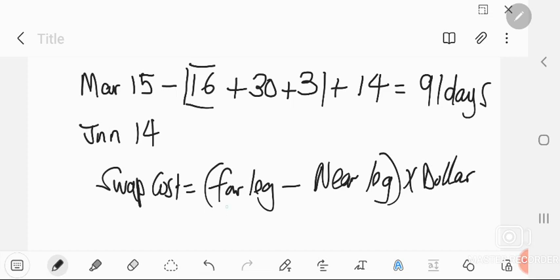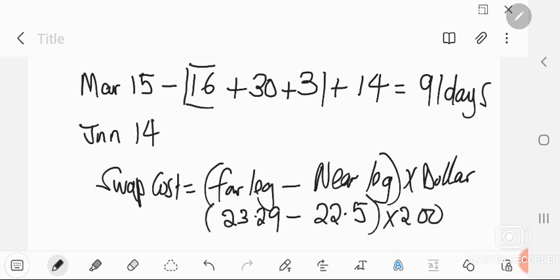So I would say, what is my far leg? If you check your question, I think your far leg should be 23.29. Let's just confirm that. Yeah, so that should be 23.29, and your near leg is 22.5. These were already given in the question. You do that times the dollar amount. I'm just going to remove the last 3 zeros for the sake of easy computation. So I'll just use 200 instead of saying 200,000. But it's the same figure. Just indicate to your lecturer that you have dropped the last zeros so as not to lose out on marks.